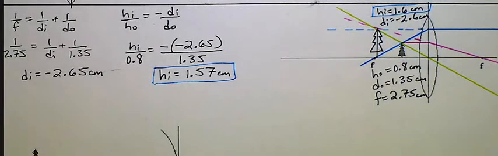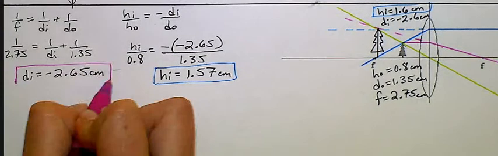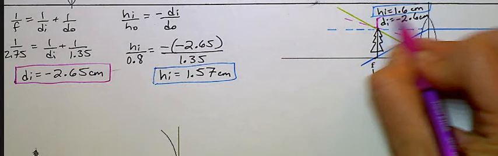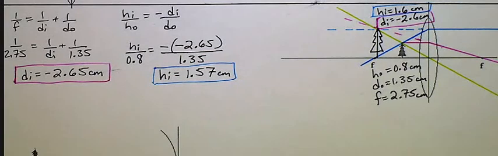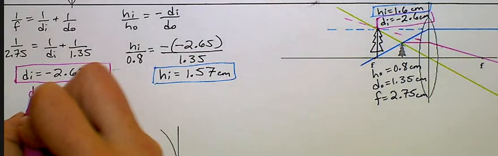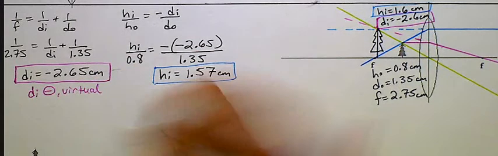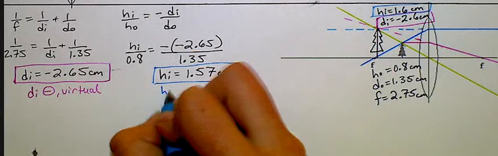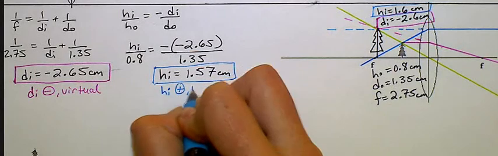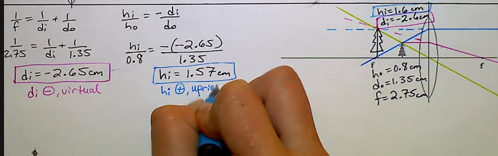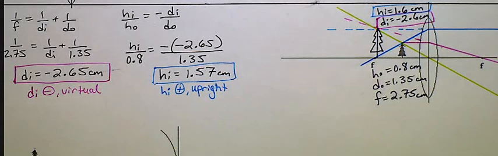And the distance from my math. And the distance on my diagram. So everything looks really good and close. I can tell because the di is negative that it's going to be virtual. And because the hi is positive, it's going to be upright. And upright and virtual will always go together anyway. And because it's bigger, it's bigger because the height is bigger than it used to be.